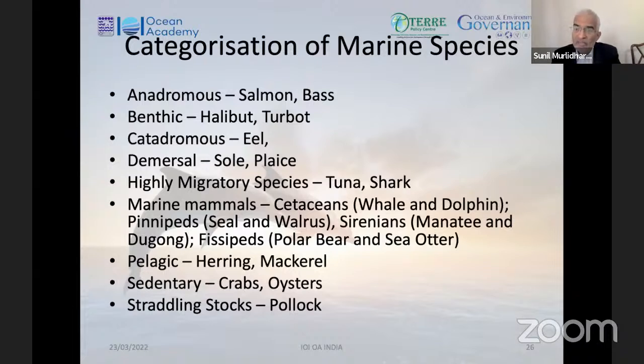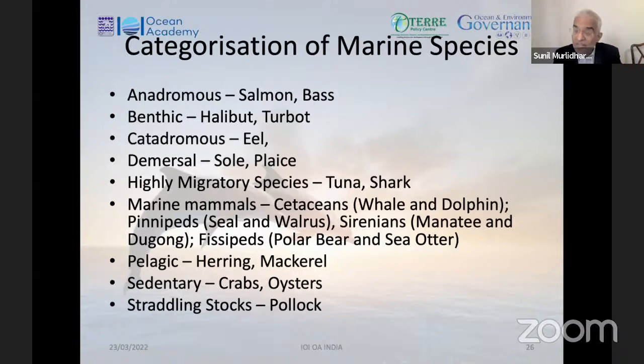Then you have what you call pelagic fish. Pelagic, as you remember from yesterday's talk, is the surface water. That's where the light is penetrating, the photic zone, and all of it is run by photosynthesis. So pelagic fish are generally herrings and mackerels. Then sedentary species, the ones that live in contact with the seafloor. So again, they have the same problem of ingesting pollutants, heavy amounts of heavy metal pollutants, etc. Crabs, oysters and mussels come under that category of sedentary species.